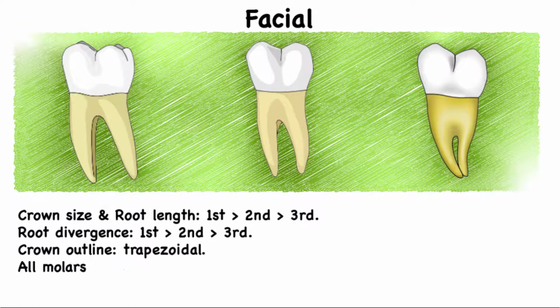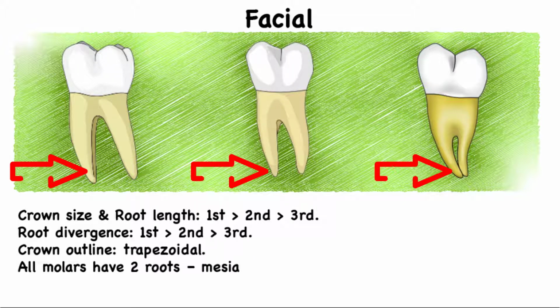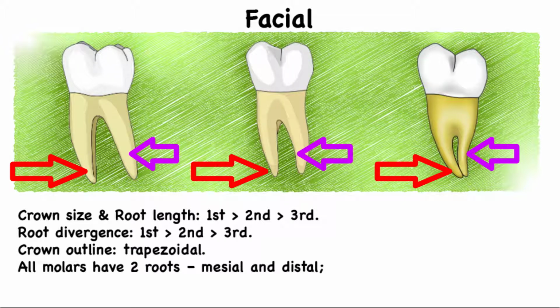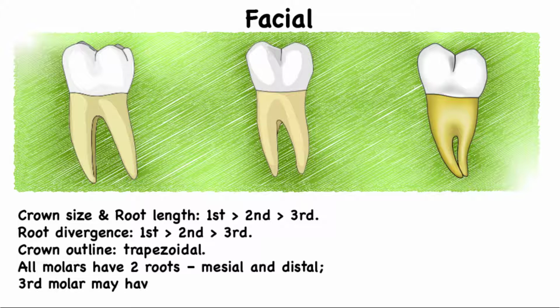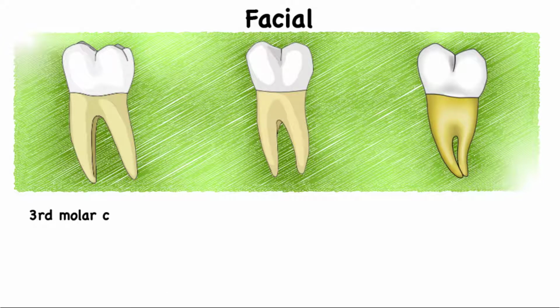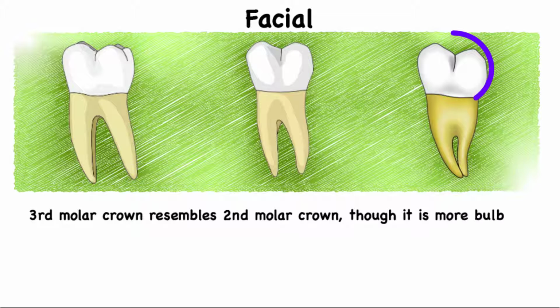All mandibular molars have 2 roots and they are mesial and distal roots, while the third molar may have multiple roots. They may be as many as 8 roots. Third molar crown usually resembles the second molar crown, though it is more bulbous.